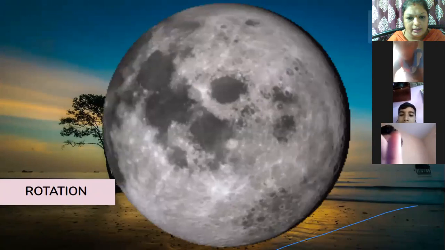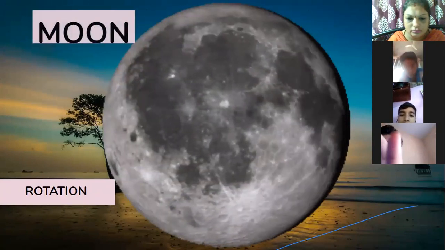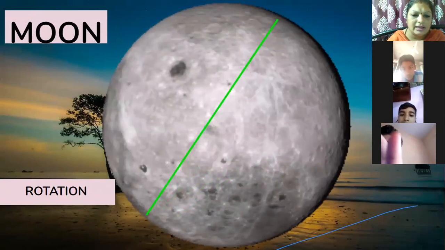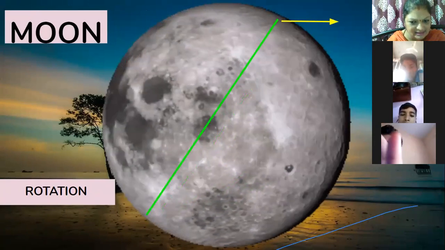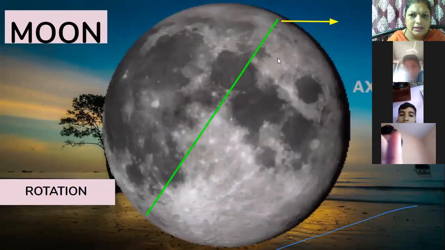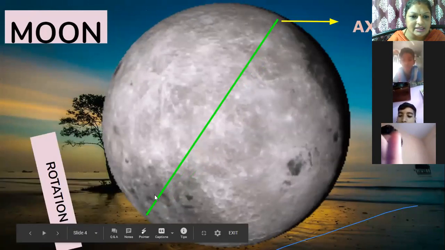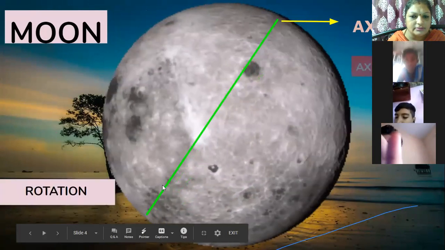Now let's see the rotation of the moon. Likewise, you know the earth has its own axis. Similarly, the moon also has its axis. This is the axis of the earth.